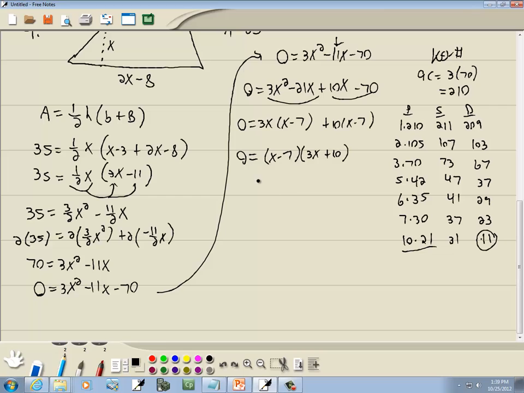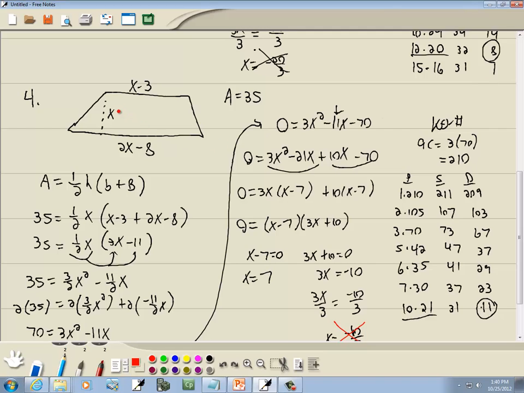Zero factor property. You get 0 on one side, you factor the other side, you set each factor equal to 0. So I'll set x minus 7 equal to 0, and 3x plus 10 equal to 0. And we get 7. And here, if I take 10 over, it becomes a negative 10. And if I divide both sides by 3, I'm going to get x is equal to negative 10 thirds. Now, we can't have a negative distance, so that one doesn't even make any sense. So we got x equals 7.